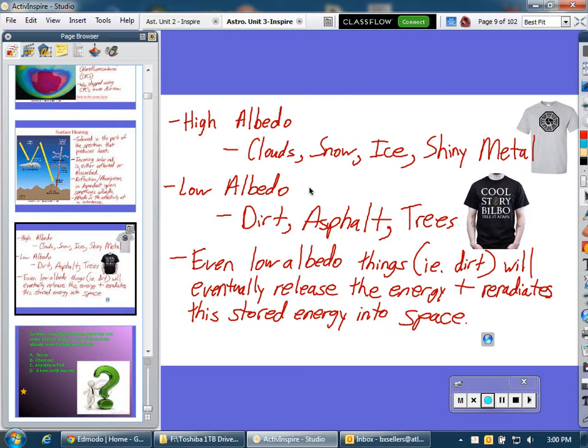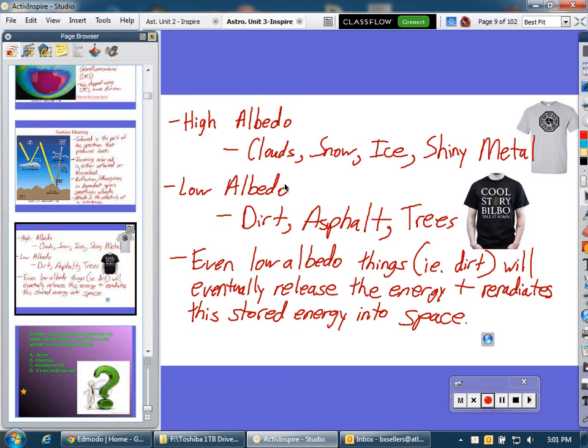Things that have high albedos are snow, clouds, any kind of shiny surface, right? Ice. So white, any kind of lighter color things. There's a reason you should wear lighter color clothes in the summer, because it doesn't absorb as much heat and it reflects a lot more. It's often the reason summer clothes are lighter colors, right?